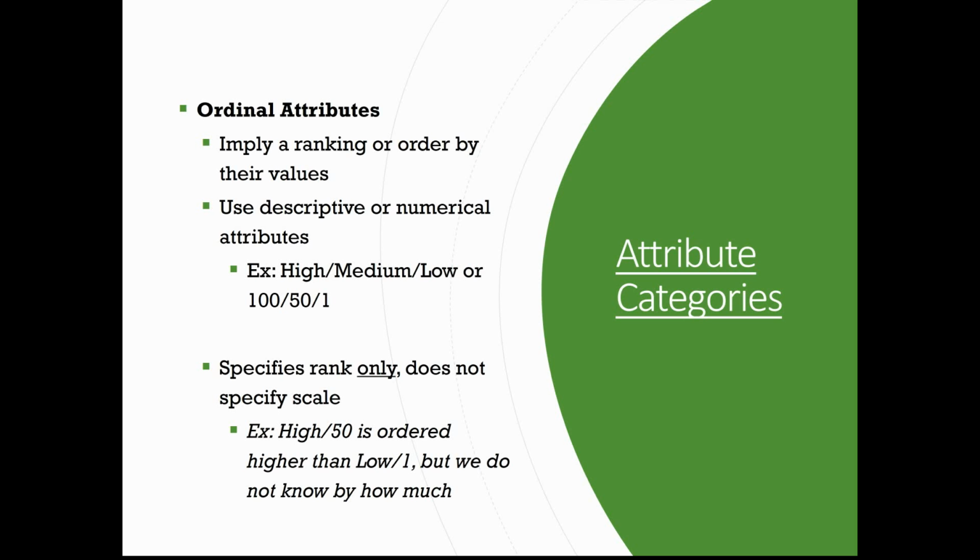The next attribute category is the ordinal attribute category. Ordinal attributes imply a ranking or order based on their values. These values can be descriptive text or numerical. For example, I can describe an object as having a high, medium, or low ranking, or a ranking of 100, 50, or 1.